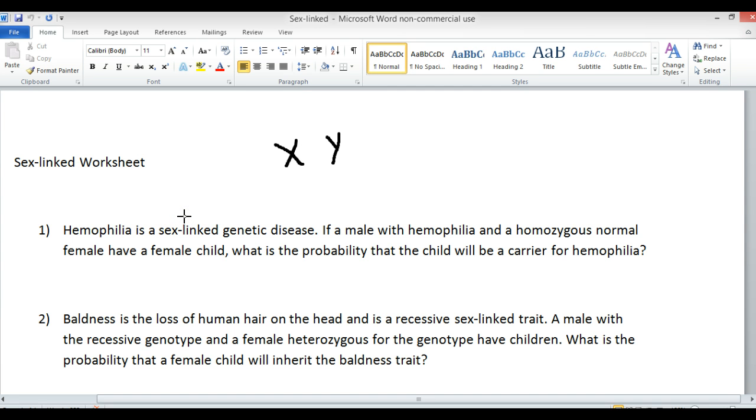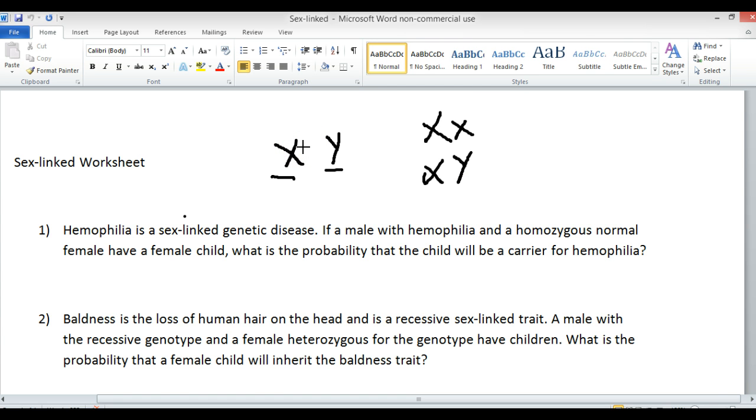genetic disease. If a male with hemophilia and a homozygous normal female have a female child, what is the probability that the child will be a carrier of hemophilia? So we use X and Y to denote this. We know that for females we have XX, and for males we have XY.